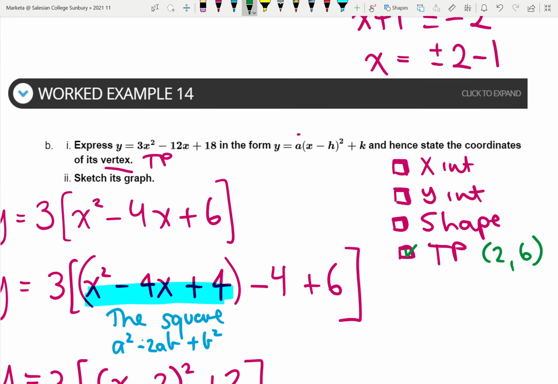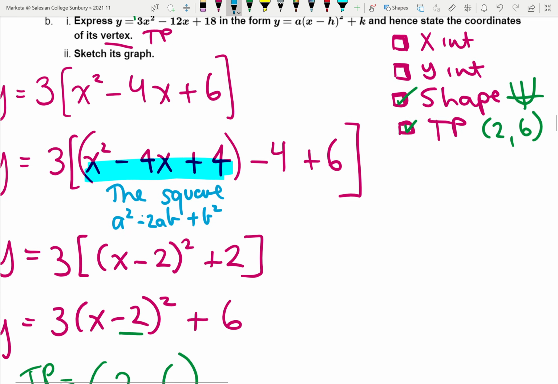And let's deal with the shape, which is going to be a positive. So this is a positive graph because there's no negative in front of the 3x squared. So the shape is going to be a smile. So we've got that. The y-intercept I'm going to do next.